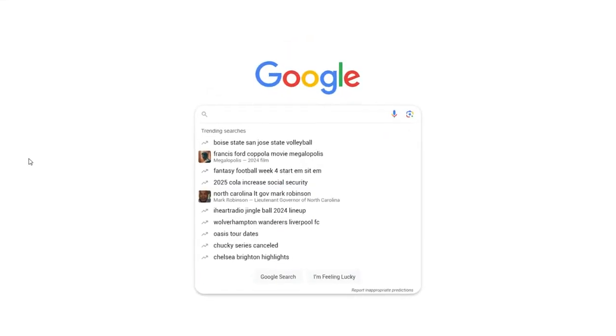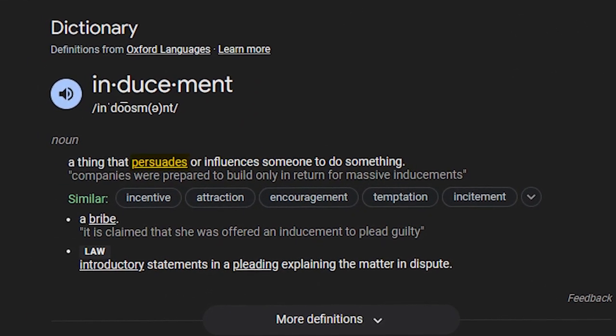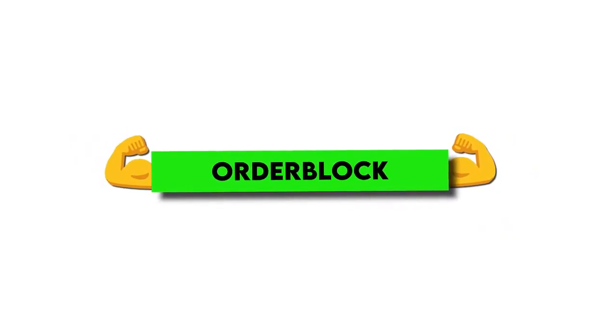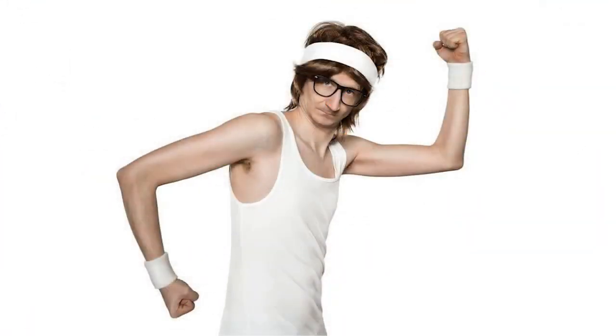Now, if we look up the definition of inducement, it'll tell us that it means a thing that persuades or influences someone to do something. In other words, a trap. Now, there are multiple ways to look at this, but it's basically an area that looks good for an opportunity to the normal person, but in reality, it's a weak zone that won't hold.